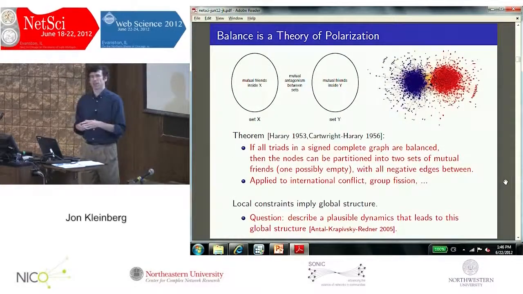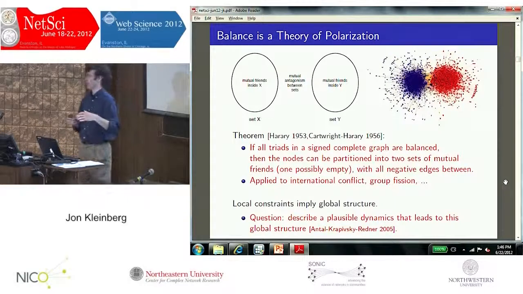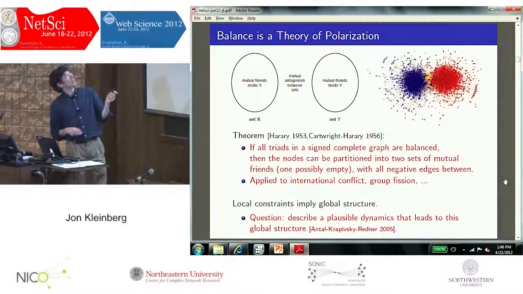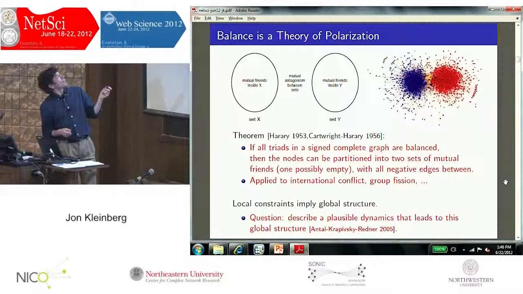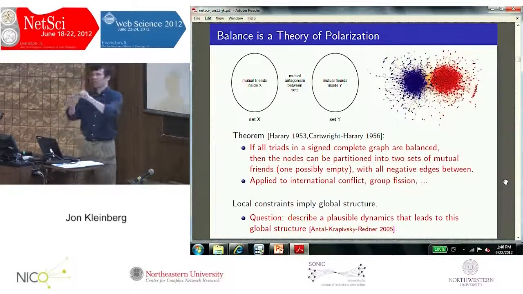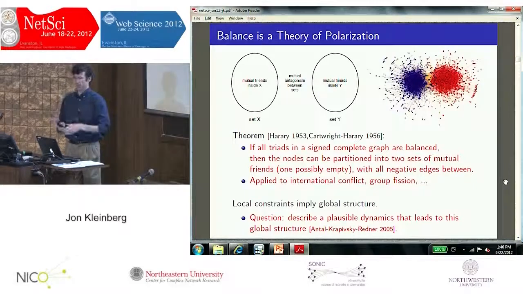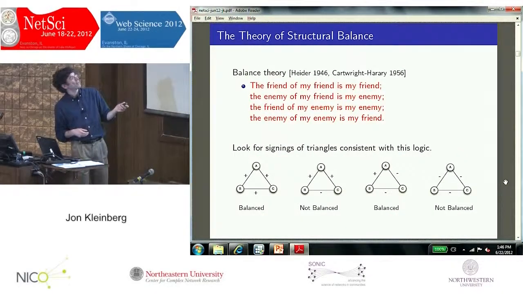But in a sense, the surprise, starting with Frank Harari's work in the 50s, is that balance is also a theory of polarization. At a global level, it results in these things breaking into two separate camps, like Lada's logo for the political blogosphere. The theorem is, if all triads in a signed complete graph, I have a graph where all pairs of nodes are connected, and I put a plus or a minus on each edge. That's going to be my basic structure. And I look at every triangle in that complete graph. They all look like one of these four things.